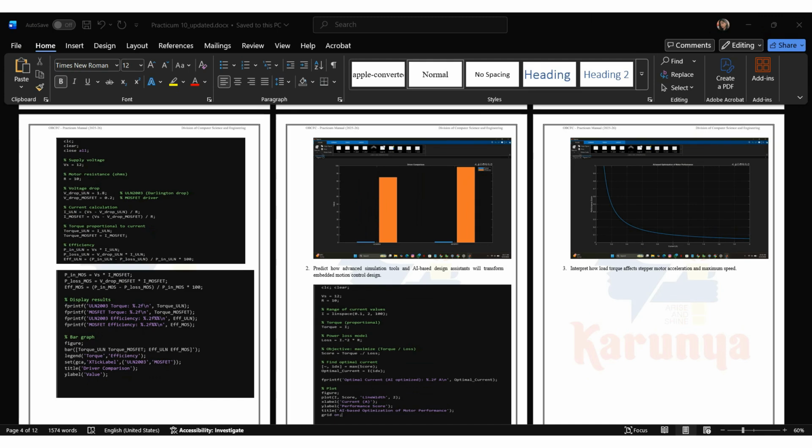In contrast, MOSFET-based drivers have a very low voltage drop, typically around 0.2 volts, allowing more voltage to reach the motor. This results in higher current, improved torque, and better overall efficiency.